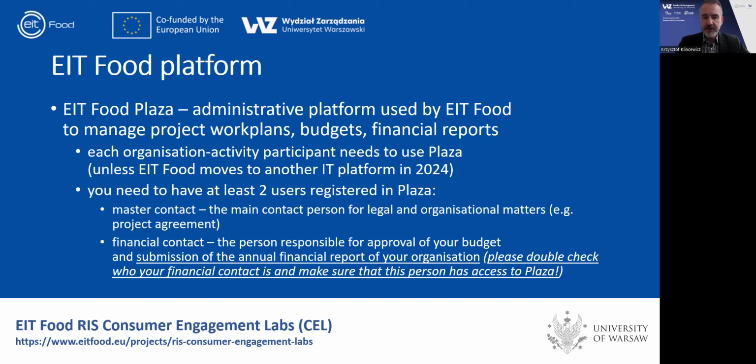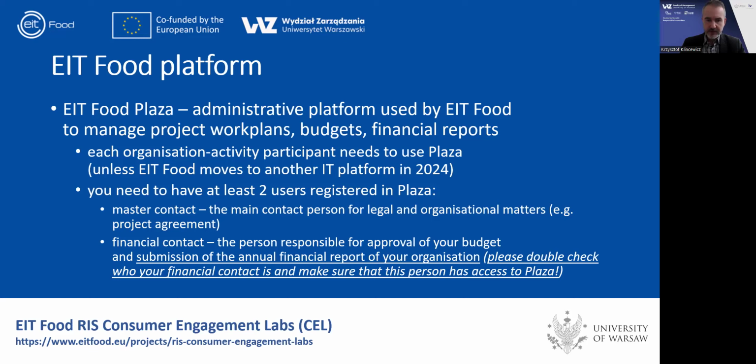And my suggestion is that master contact should not be your CEO or rector, because this person will probably not notice some of the urgent messages that are being sent by EIT Food. The master contact should probably be somebody who is coordinating the activity, or who acts on behalf of the organization on the side of research office or some sort of accounting office, somebody who is responsive and who definitely has access to the email throughout the entire cycle of the project.